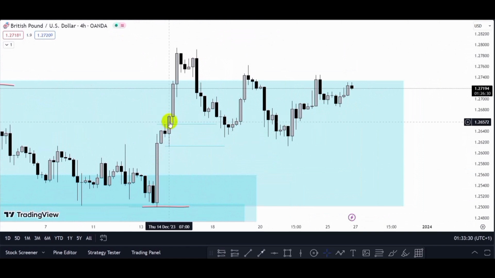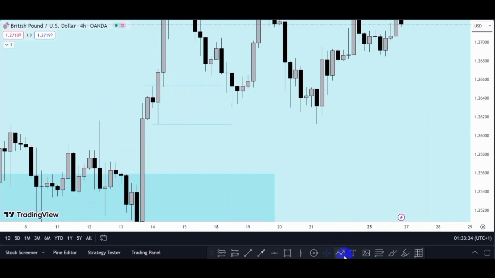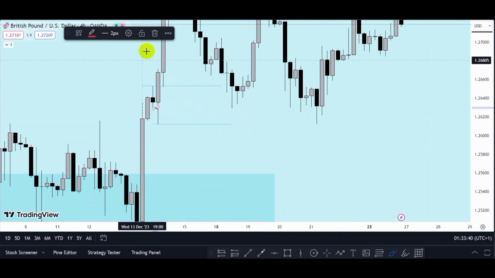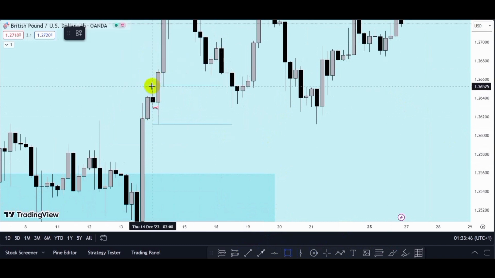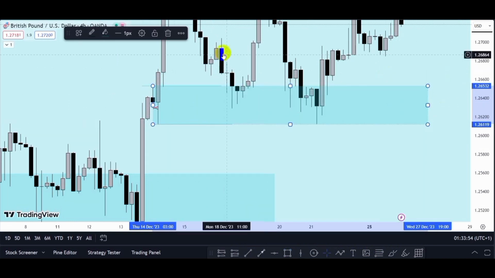And then you have this move to the downside that pulled back sufficiently and then took out the low of this candle. Took out the low of this candle here. So we have a valid pullback there. So meaning we now have our IOF zone here from the high to the low here. So we have this as our IOF zone.